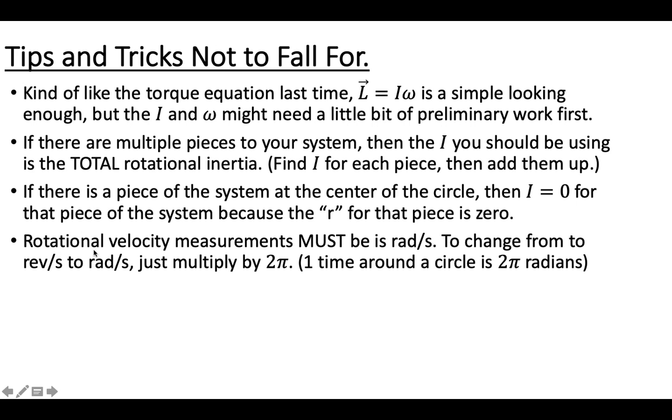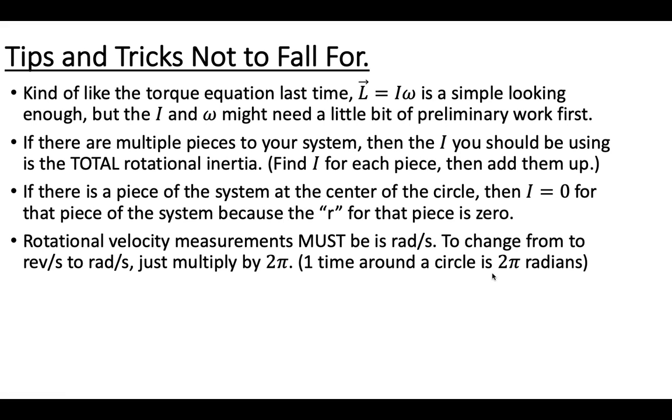I mentioned this in the example that I did, but just to say it again, rotational velocity measurements must be in radians per second. And as a reminder, to change from revolutions to radians, just multiply by 2 pi, because one time around the circle, that's a revolution, is 2 pi radians.